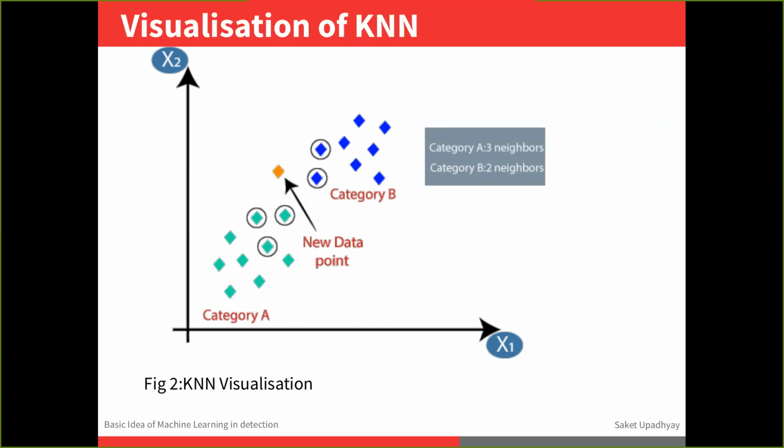So who does it belong to? As we have a majority of green here, the new point will be in category A. All right, so this is the most basic explanation of KNN. There are different methods for how to cluster them according to their properties.